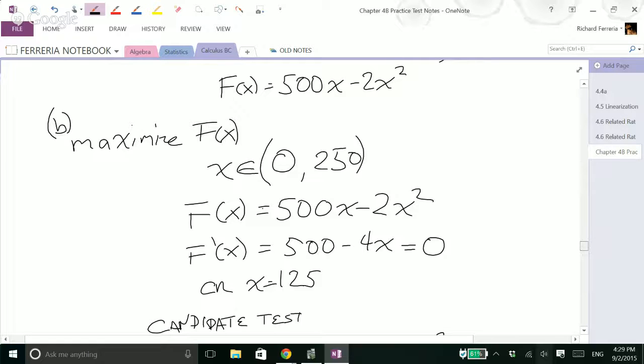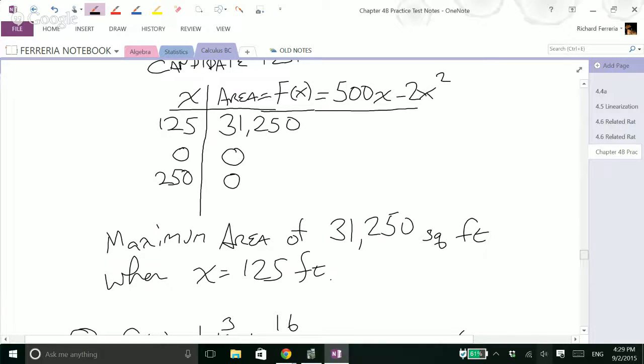We have a domain for x, so we can use a candidate test. Here's our candidate test. We're testing the area at certain values of x. The first value of x that we try is a critical number. So when x is 125, we get an area of 31,250 square feet. The other two values that we want to try are 0 and 250. Those are the left and right side of our interval for x. For both of those, you get a 0.